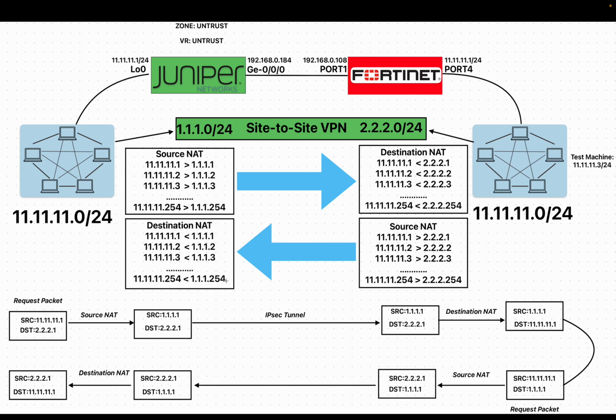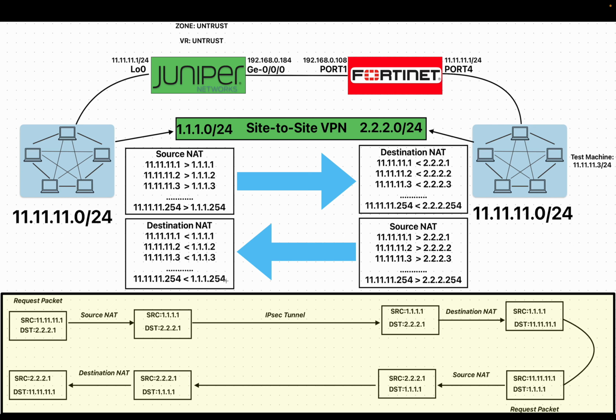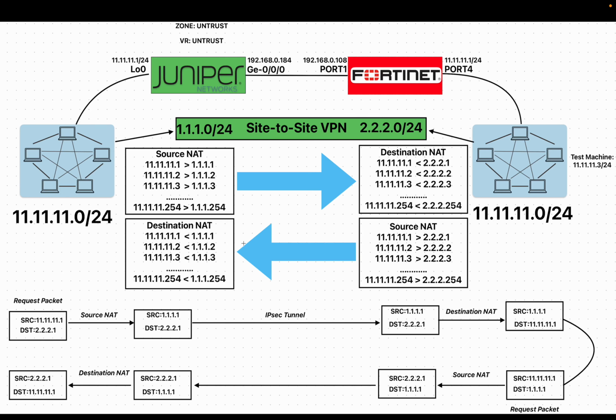And below you can see the packet flow for the source 11.11.11.1 and destination 2.2.2.1. You initiate the traffic from behind the Juniper device from 11.11.11.1 towards 2.2.2.1. On the Juniper device, the source 11.11.11.1 will get translated to 1.1.1.1 as per the configuration that we'll do, and the destination is 2.2.2.1. So when it reaches the FortiGate firewall through the IPsec tunnel, the destination 2.2.2.1 will get translated to the actual IP, which is 11.11.11.1.